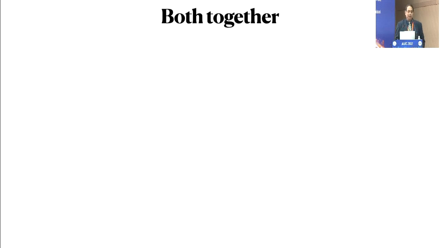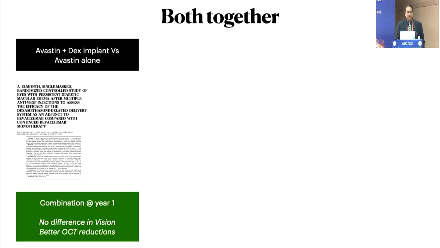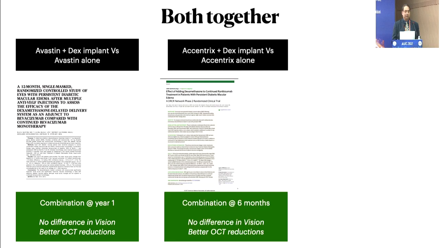So, both together: this was one of the earliest studies, done with bevacizumab and dex implant together. This was a 1-year study. They found that at the end of 1 year, between the groups where you gave the combination versus bevacizumab alone, there was no difference as far as visual outcome is concerned. Yes, those who had the steroid combination had better OCT outcomes. That's what this study talks about.